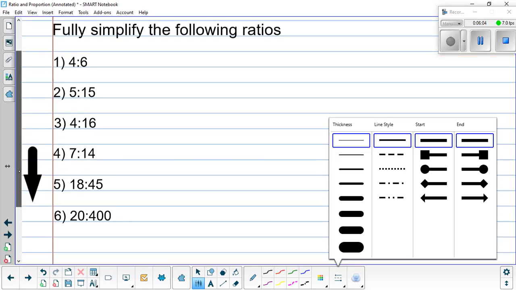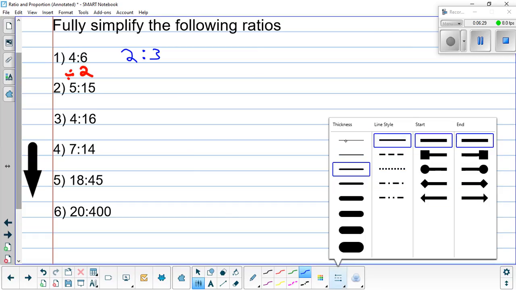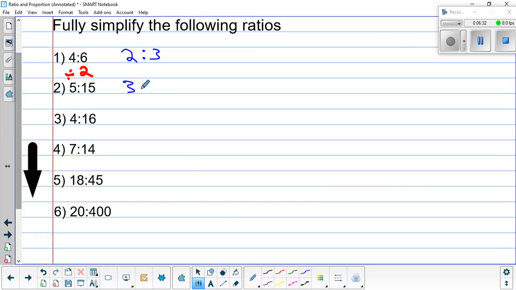Okay, let's start going through the answers. So how can we simplify down to the simplest form for these? 4 to 6 will simply become 2 to 3 because we can divide by 2. I'll put up the ratio and then put what we divide by underneath. So here, divide by 2. Then this one we're going to divide by 5, so we get the ratio of 1 to 3. Like I said, we divide by 5.